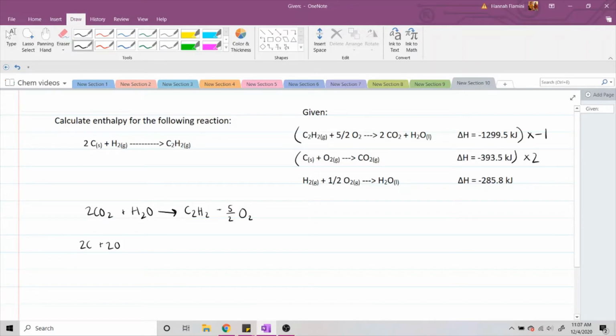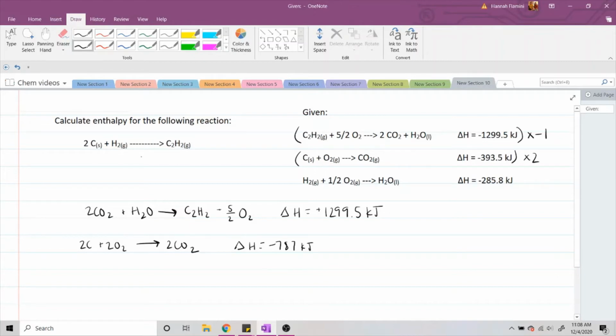2 O2 going to 2 CO2. And then I'm going to rewrite our delta H value down here too, which I forgot to do for the first one. But multiplying this by 2, it'll be -787 kilojoules. And for the first delta H, we just flip the sign, so it's positive 1,299.5 kilojoules.